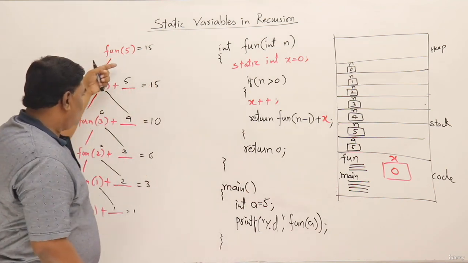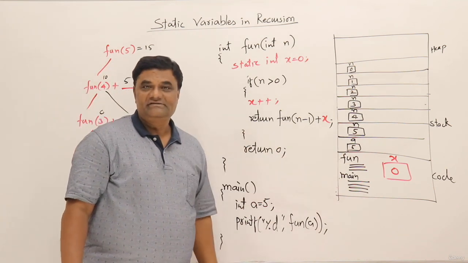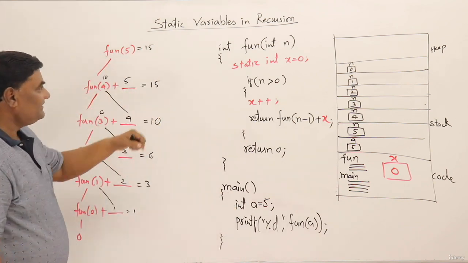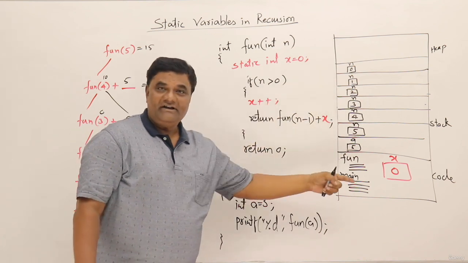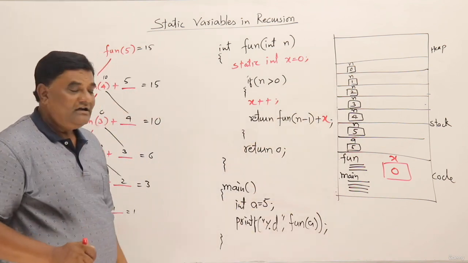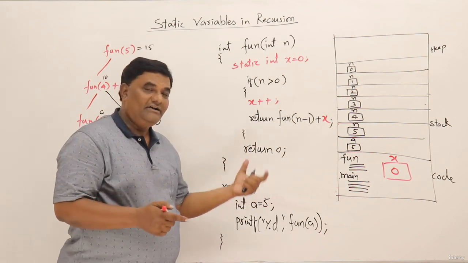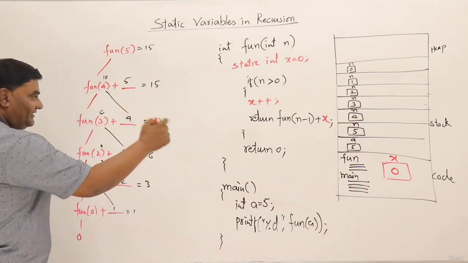So all these calls of this function will use the same copy of x. I cannot have a separate copy each time like n. For n, every time a new copy is created, but for x, there is a single copy. Now, what will be the result of this function? For that, I will remove these things and trace it again.